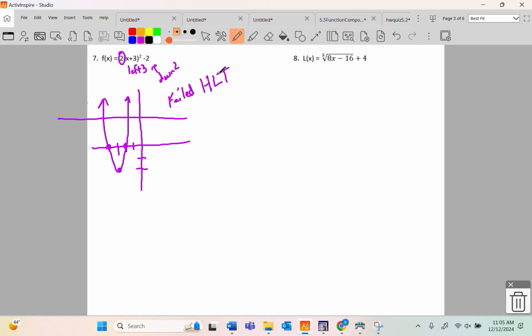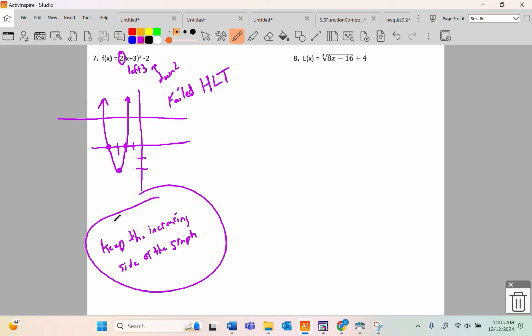And I don't know how well I would have talked about this yesterday in Algebra 2, but we keep the interval on which the graph is increasing. We keep the increasing side of the graph, because that's how someone who's smarter than you or I decided to do it, okay? But that's what we're going to do. We're going to keep the increasing side of the graph.